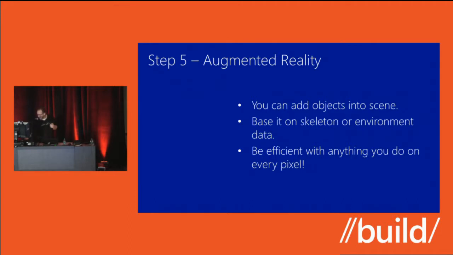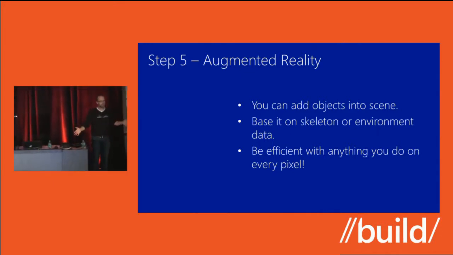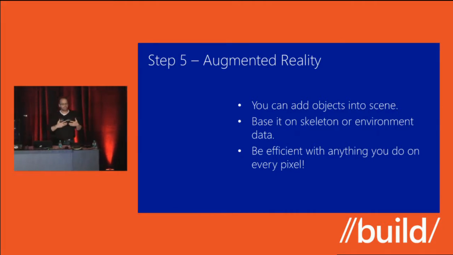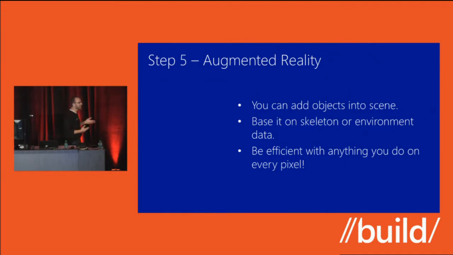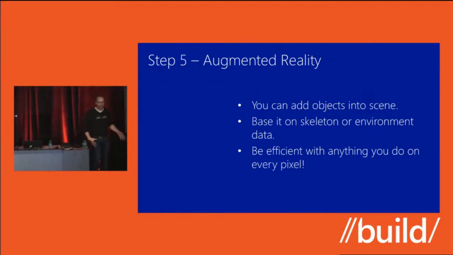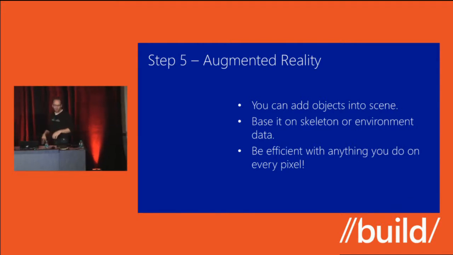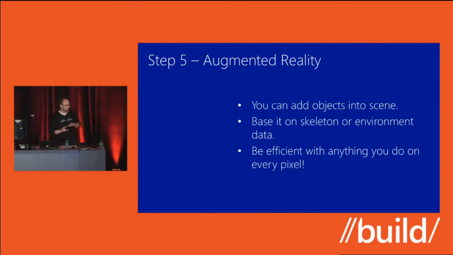So let's talk about augmented reality. I'll talk about it first and then code it. You can add objects into the scene. You've already seen some of my simple adding objects into the scene, right? I've overlaid some things. You can base that information on where the skeleton is, so I can put on hats, put on dresses, put on clothes to people. Or based on the environment. Maybe I want to paint objects in the environment and understand where those are. Or annotate things, or put objects there that aren't there on a surface.